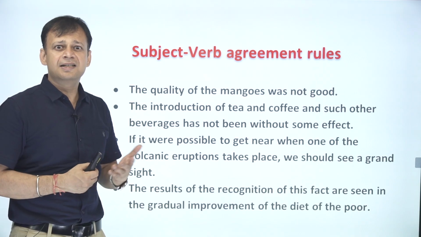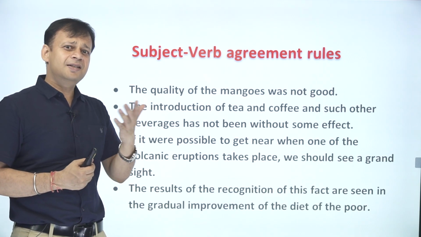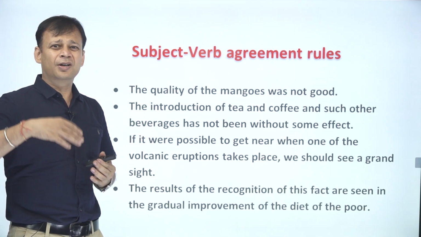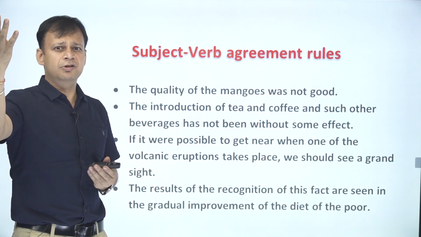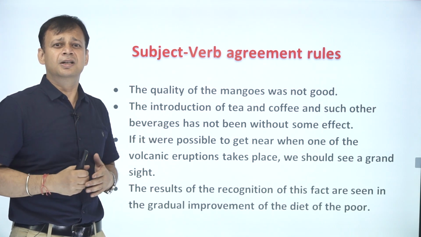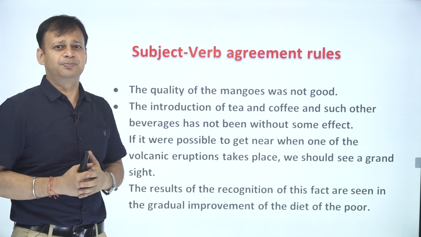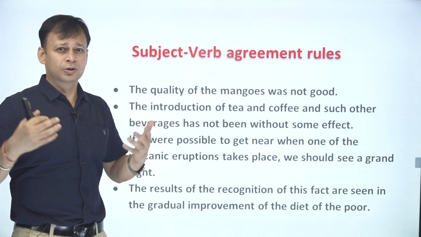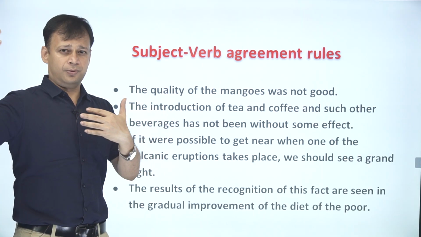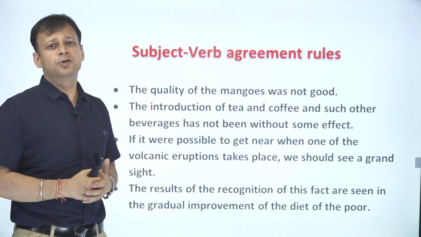If it were possible to get near when one of the volcanic eruptions takes place, we should see a grand sight. So here in this sentence we have two interesting things. If it were possible. So we are talking about an imaginary situation which has not happened. That's why were has been used. So please remember, whenever we imagine something which is not true, for example, if I were a bird, I would have flown. So here they are talking about a similar situation.